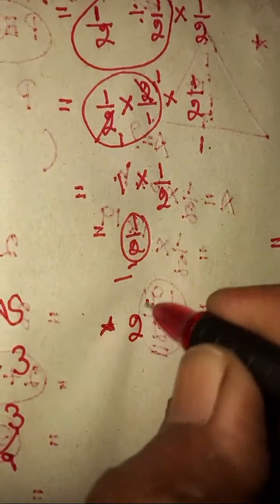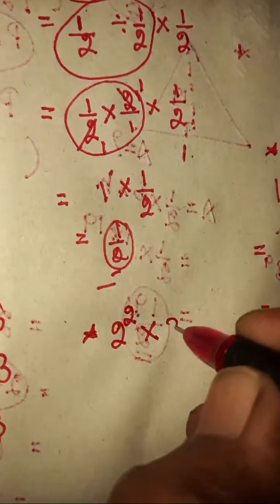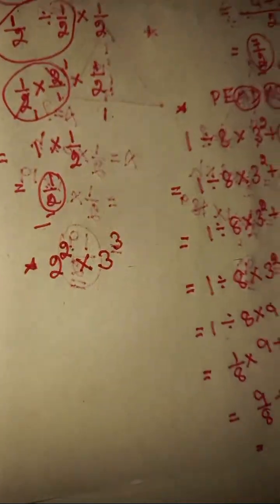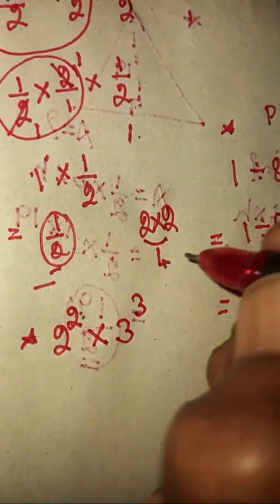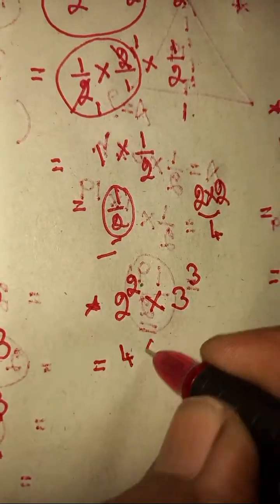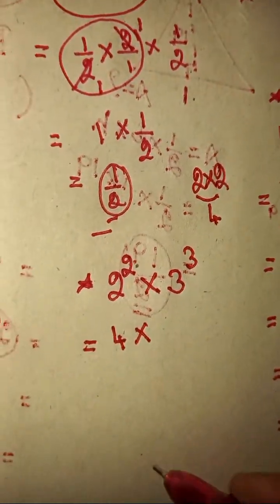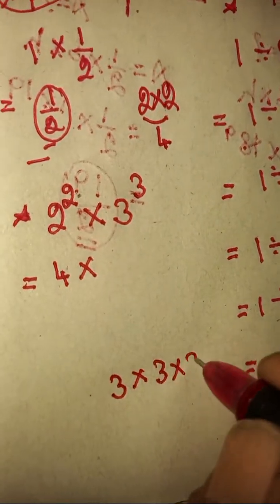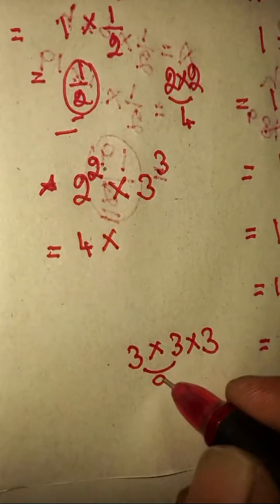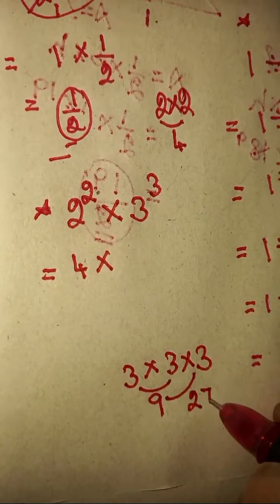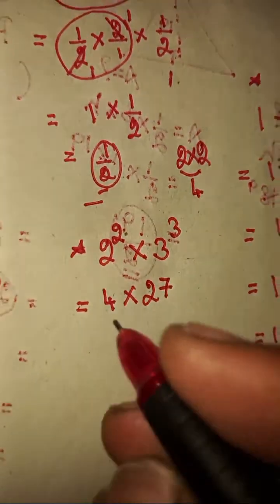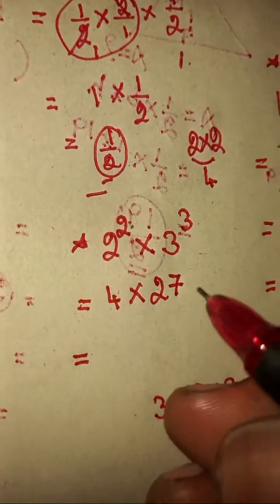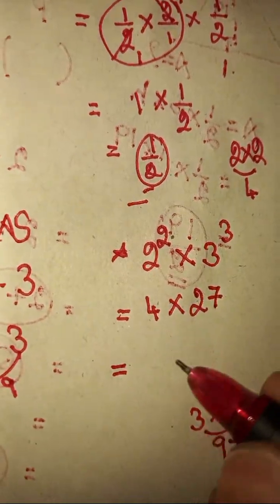Let's do one more problem. Here they give 2 square times 3 cube. You can do here 2 square means 2 times 2, which becomes 4. And 3 cube means 3 times 3 times 3. 3 times 3 is 9. 9 times 3 is 27. It is 27. When you multiply it, you're going to get 27 times 4, which is 108.